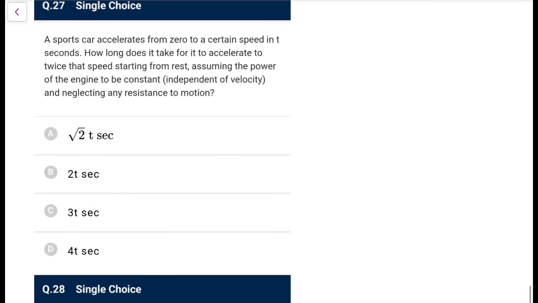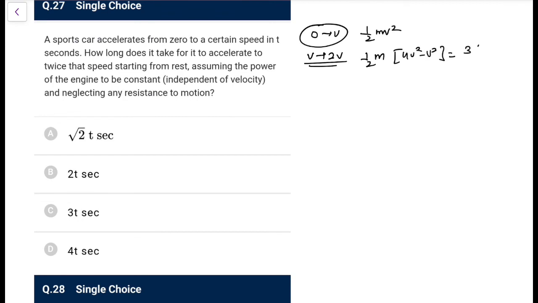Next one. A sports car accelerates from 0 to a certain speed in t seconds. How long does it take for it to accelerate to twice that speed? Just remember, from 0 to v the kinetic energy change is half mv square. For v to 2v, the change would be half m into (2v) whole square, that is 4v square minus v square, which is thrice of half mv square. So it requires 3 times as much change. Assuming the power is the same, it supplies energy at the same rate.